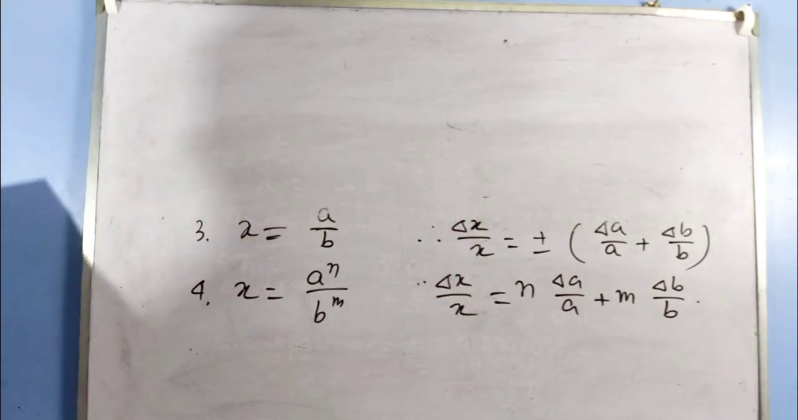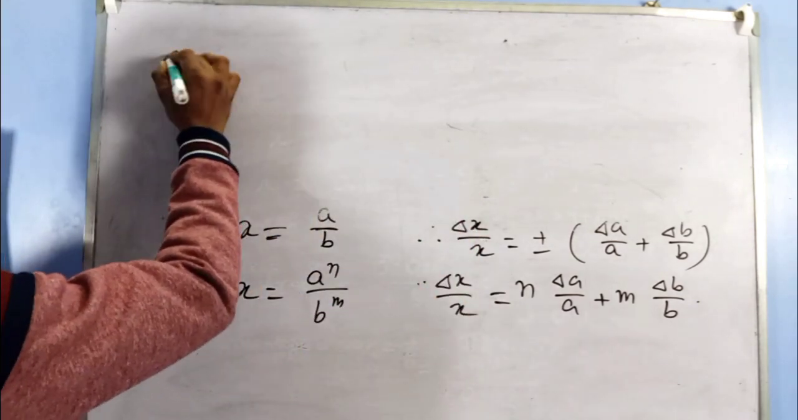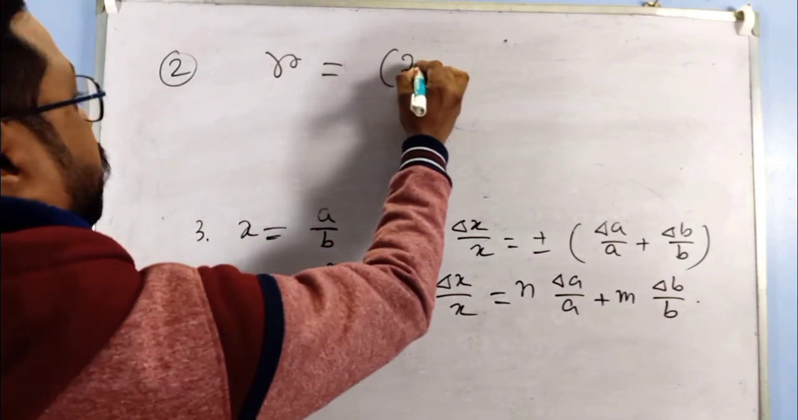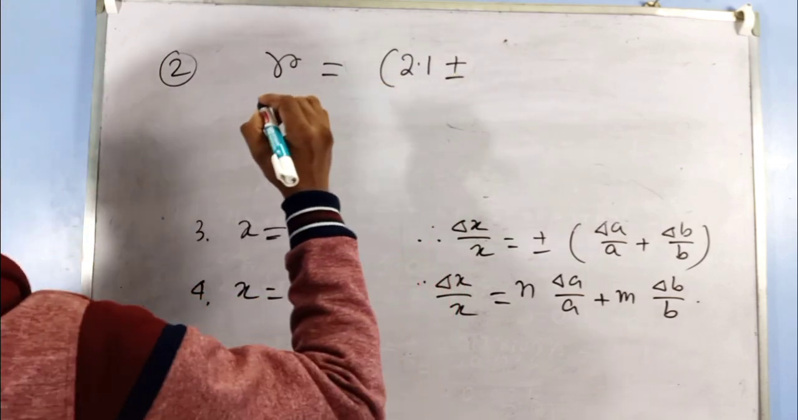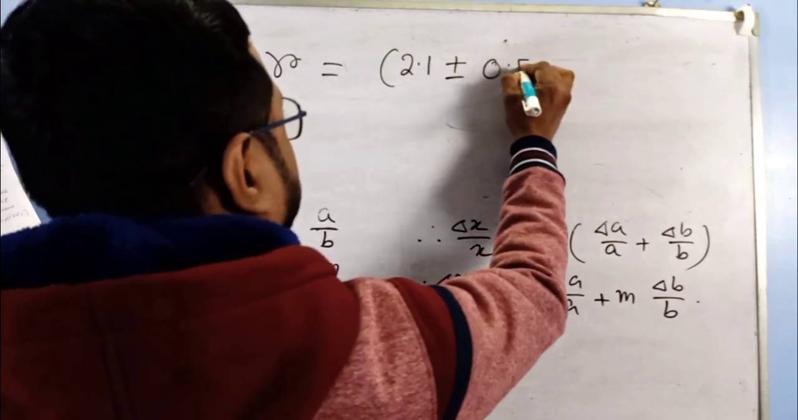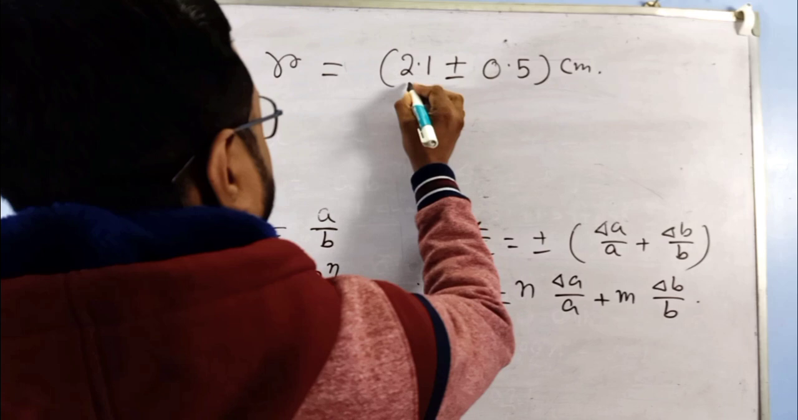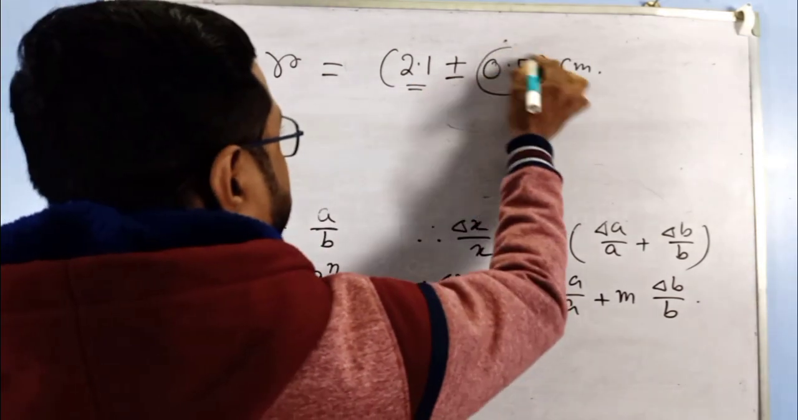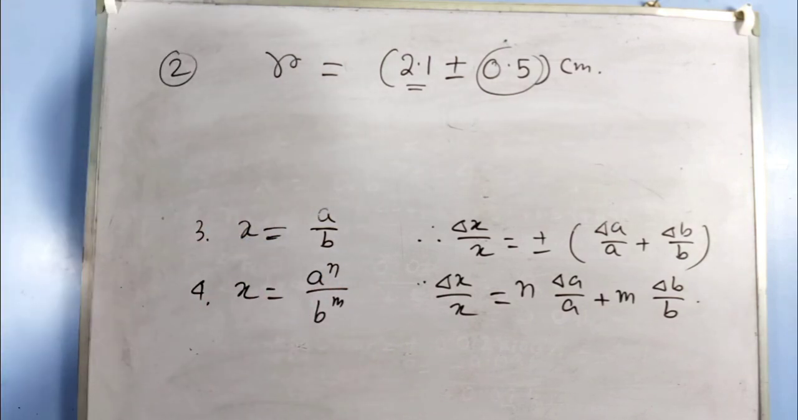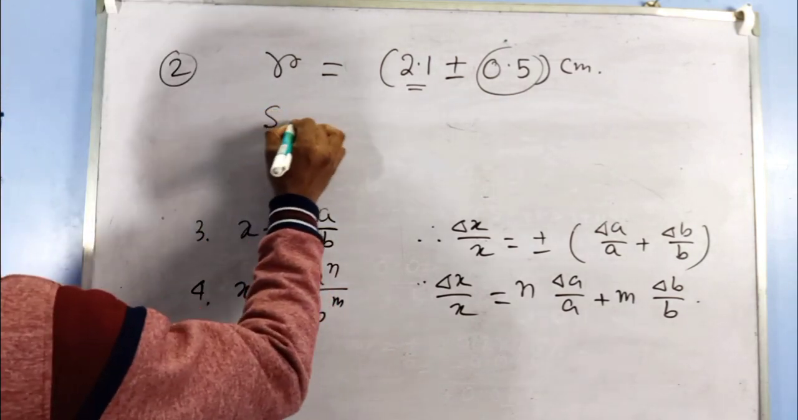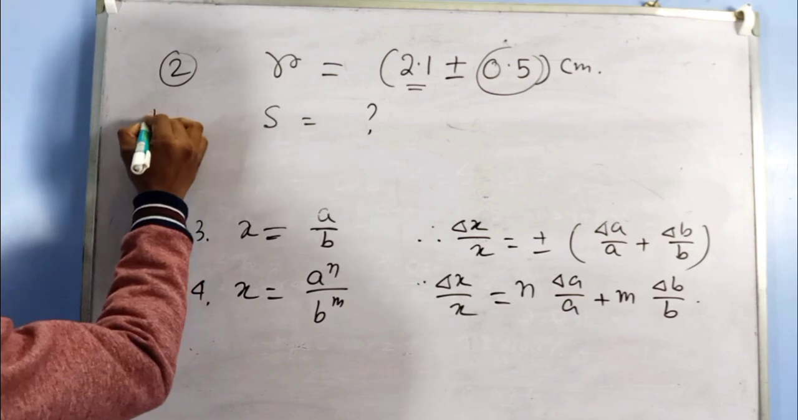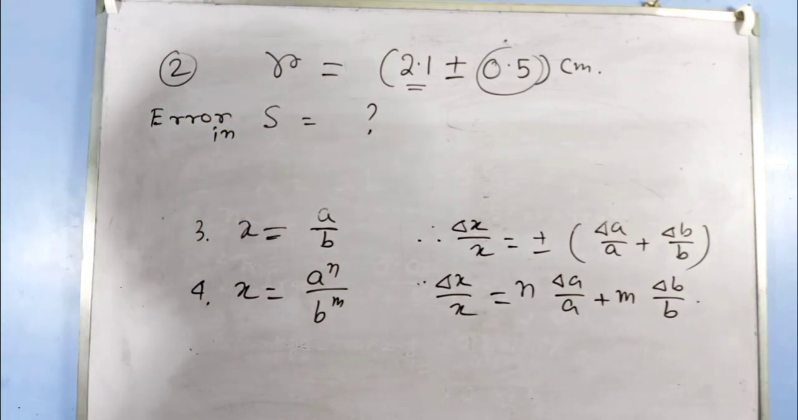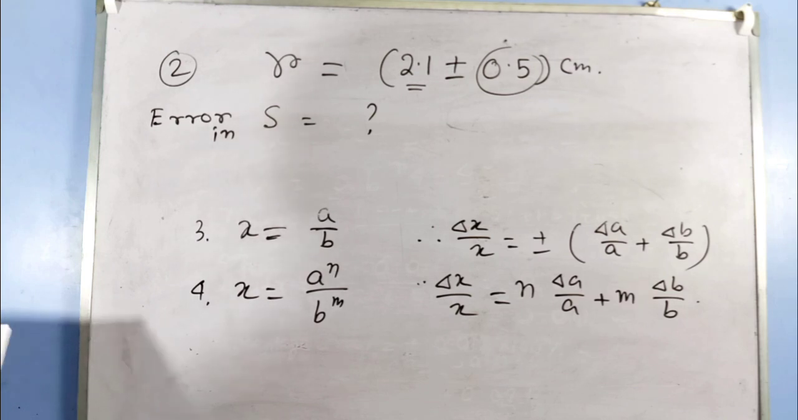The radius of a sphere is measured to be 2.1 plus minus 0.5 cm. 2.1 is the true value and 0.5 is the error. Calculate its error in surface area. Error in S means surface area. Calculate the error in surface area with error limits.